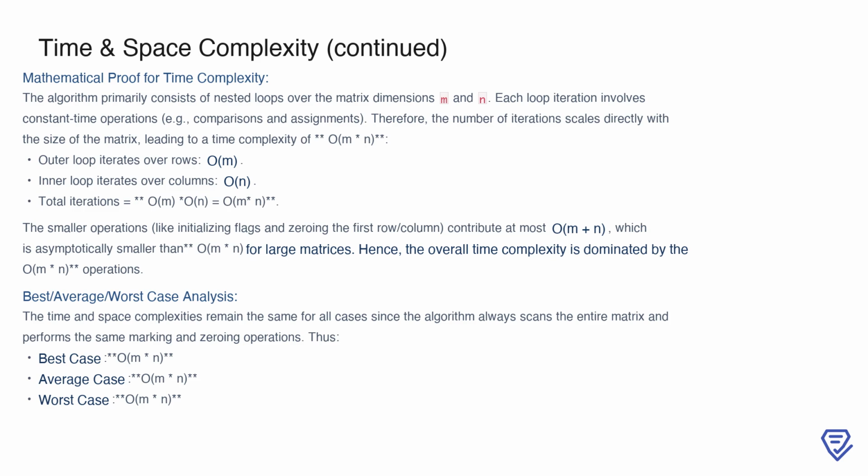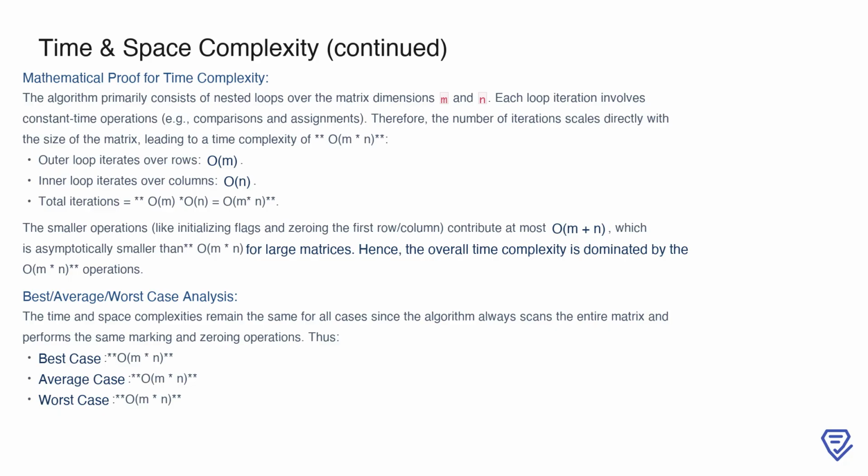To further validate the time complexity, consider the mathematical reasoning. The core of the algorithm involves nested loops over the matrix dimensions m and n. Each iteration of these loops performs constant time operations, such as comparisons or assignments. The outer loop iterates over the rows, contributing O(m), while the inner loop iterates over the columns, contributing O(n).